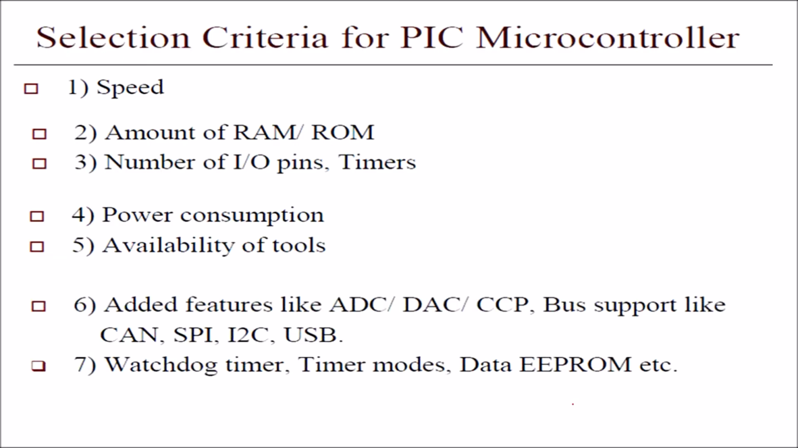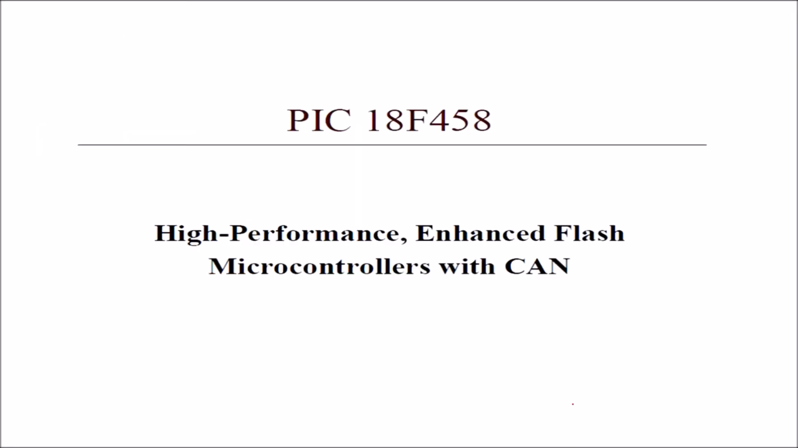And if you need added features like ADC, DAC, CCP, support for SPI, I2C, USB, that we have to check in which version it is available, if it is required for our application. Then whether watchdog timer is available, which protects the microcontroller, what are the different modes of timer, what is the size of E square PROM, or whether it is available or not, that we have to consider.